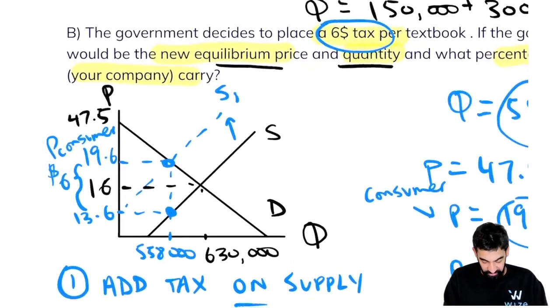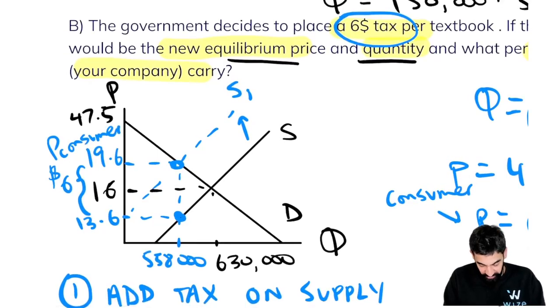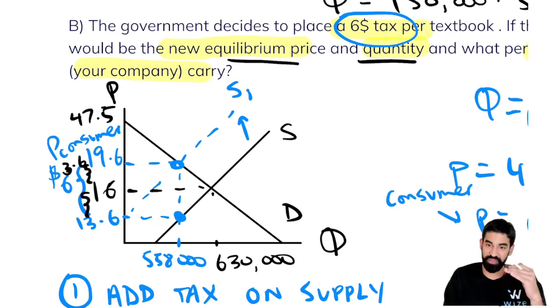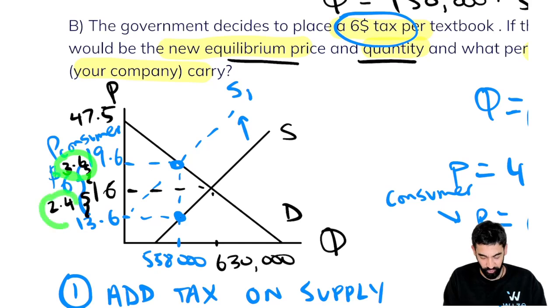If you take the difference here, the consumer used to be paying 16. Now they're paying 19.6. So that means the consumer is paying 3.6 more than before. And how much is being paid by the producer? You take the difference from 16 to 13.6. They used to be getting 16. Now the producer is only keeping 13.6 in their pocket. So that would be 2.4. And if you took these two numbers, 3.6 plus 2.4, that would add up to the total $6 tax.